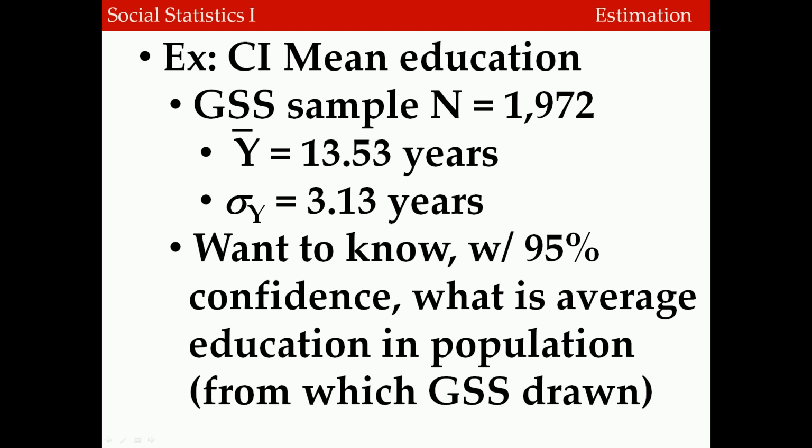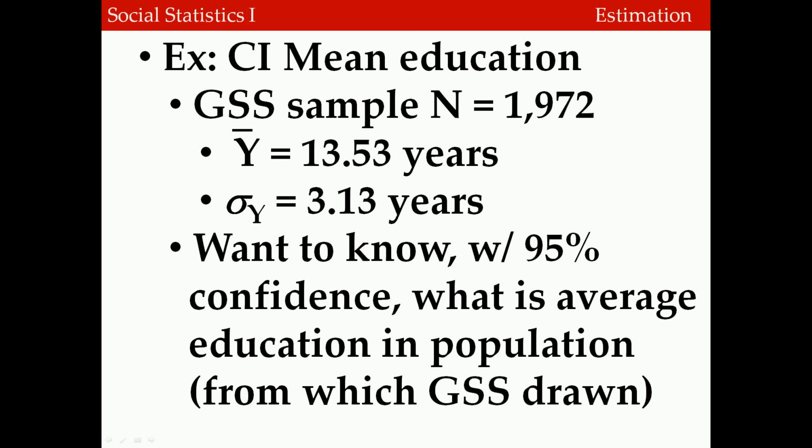Okay, so for example, let's look at the mean education. Let's suppose that we wanted to create a 95% confidence interval for the mean of education. Suppose that we use some General Social Survey data and we had a sample of 1,972 cases. Suppose for that sample that we found out that they had an average education of 13.53 years.